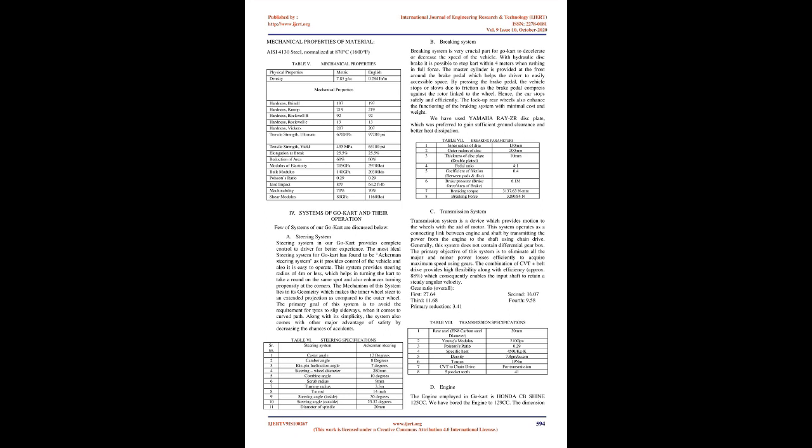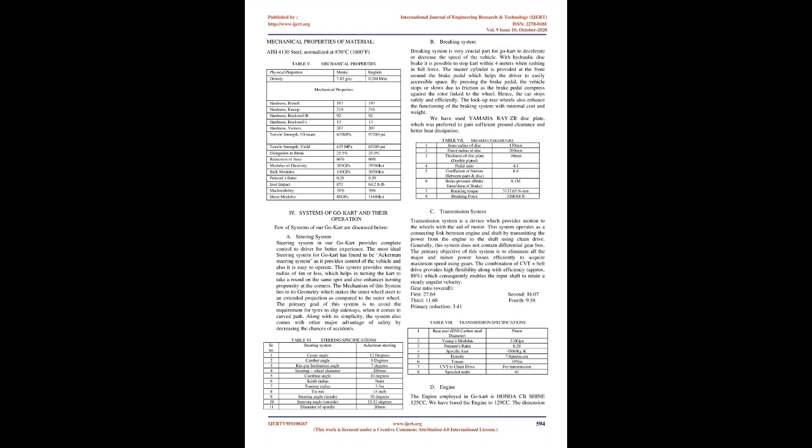The chemical composition used in our go-kart for material AISI 4130 is stated below. Chemical properties of material: AISI 4130 steel, normalized at 870 degrees Celsius, 1600 degrees Fahrenheit. Mechanical properties of material: AISI 4130 steel, normalized at 870 degrees Celsius, 1600 degrees Fahrenheit.